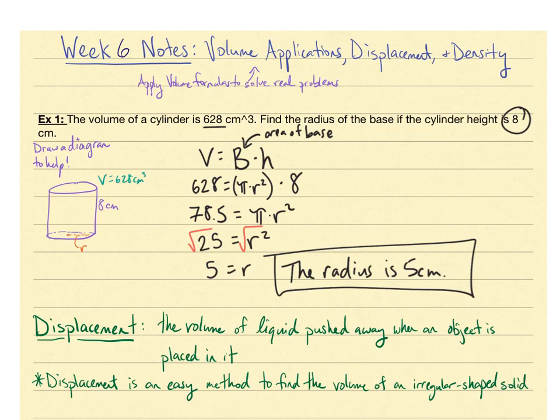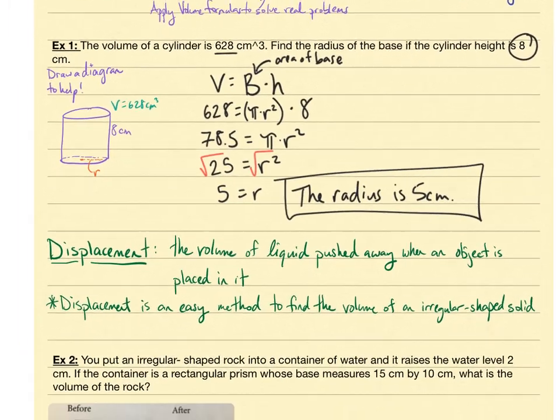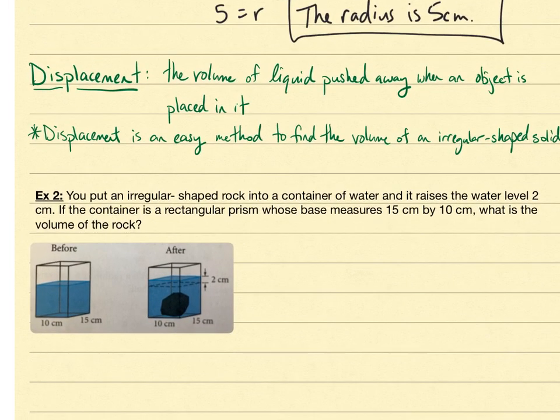The next topic I want to talk about is displacement. So displacement's the volume of liquid that's pushed away when an object is placed into it. So imagine that you're in a bathtub, you get in the bath, and the bath water rises. The amount that it rises is the displacement, that volume. As you can see, the displacement is an easy method to find the volume of an irregular shaped solid object. So take a look at example 2 with me now.